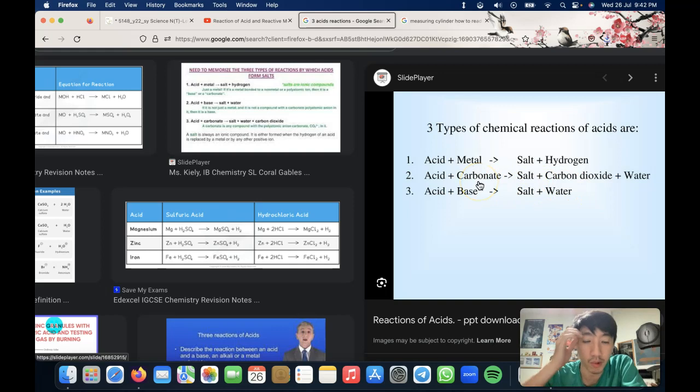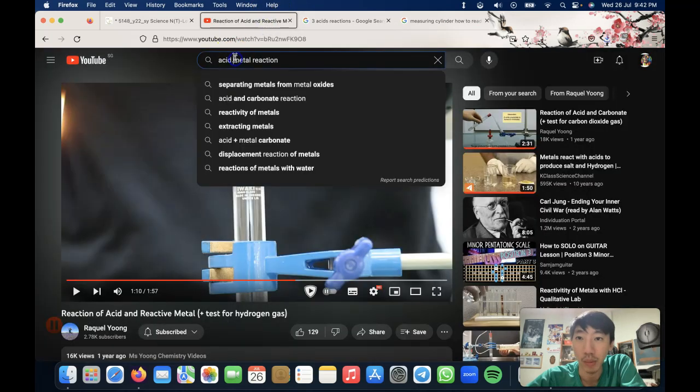Okay, the second reaction is called acid plus carbonate. Here you will get the products called salt plus carbon dioxide plus water. Take note this one has water. Now, there is a test for water, it's called the cobalt chloride paper test. But anyway, do you all know how to test for carbon dioxide? What's the test for carbon dioxide? Very simple. It's called the lime water test.